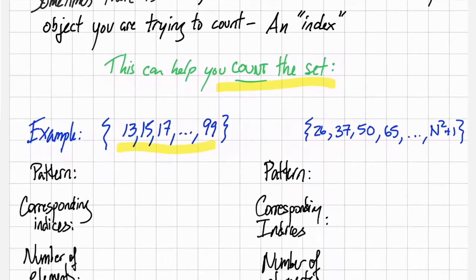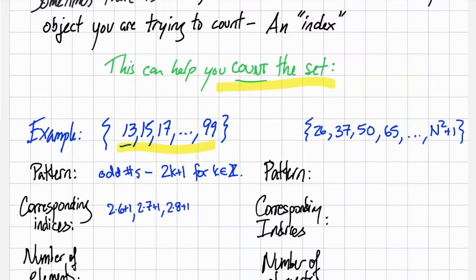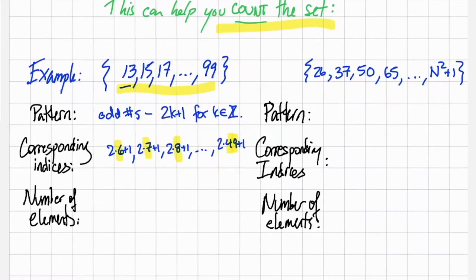We see a pattern in this. We see that all these numbers are odd numbers, which means they're of the form 2k plus 1 for some integer k. 13 is equal to 2 times 6 plus 1. 15 is equal to 2 times 7 plus 1. 17 is equal to 2 times 8 plus 1. And if we continue, 99 is equal to 2 times 49 plus 1. These numbers, 6, 7, 8, up to 49, can be thought of as the indices of each of these numbers. And that means we can count them. There are 49 minus 6 plus 1 elements in this set, which is 44.